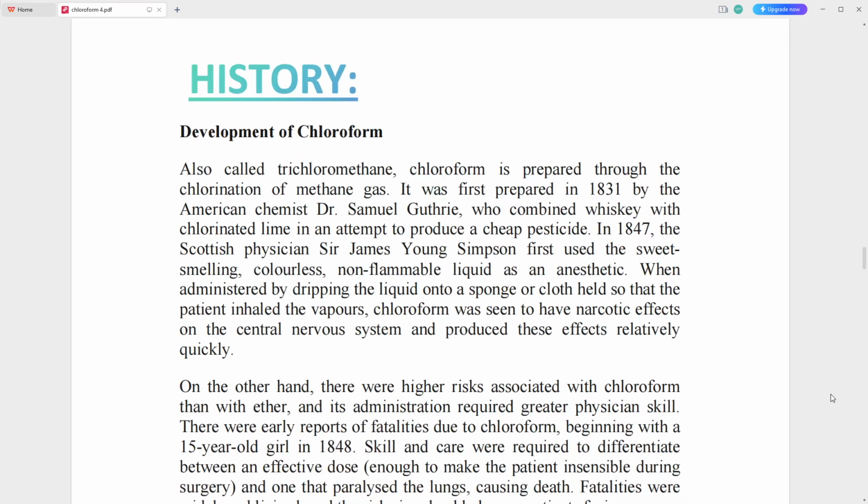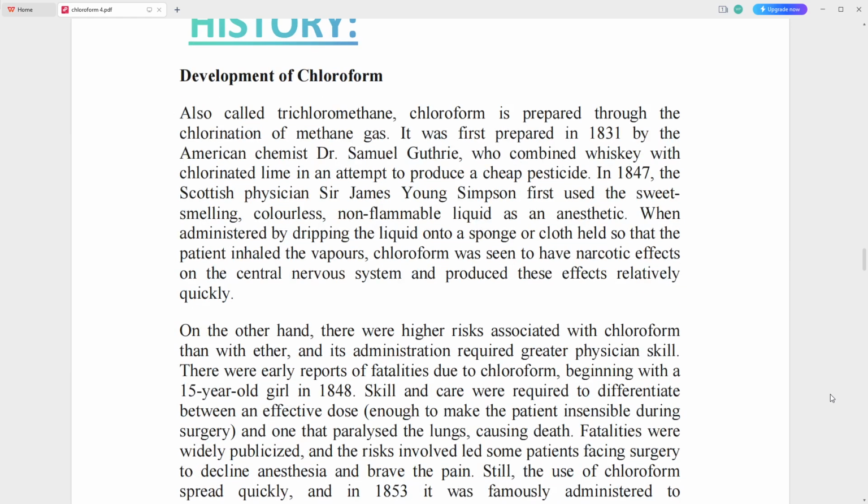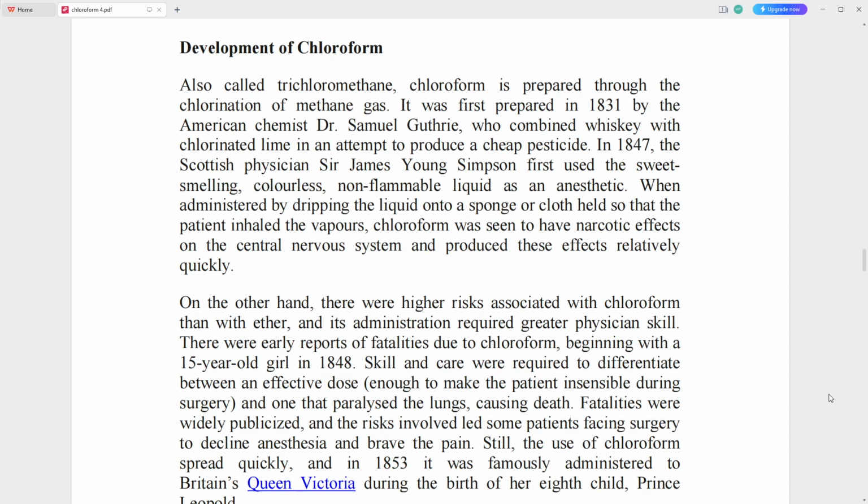Now we will discuss the history and development of chloroform. Also called trichloromethane, chloroform is prepared through the chlorination of methane gas. It was first prepared in 1831 by the American chemist Dr. Samuel Guthrie, who combined whiskey with chlorinated lime in an attempt to produce a cheap pesticide.